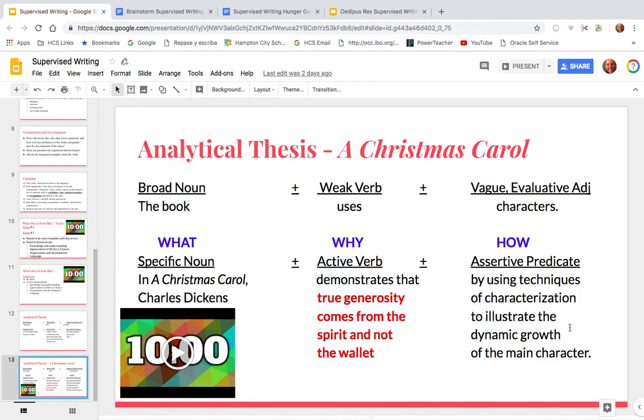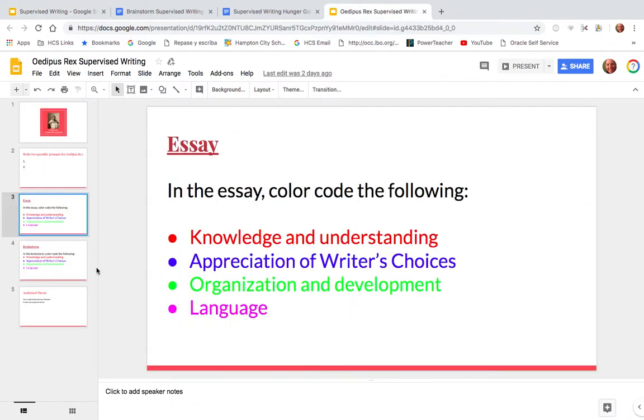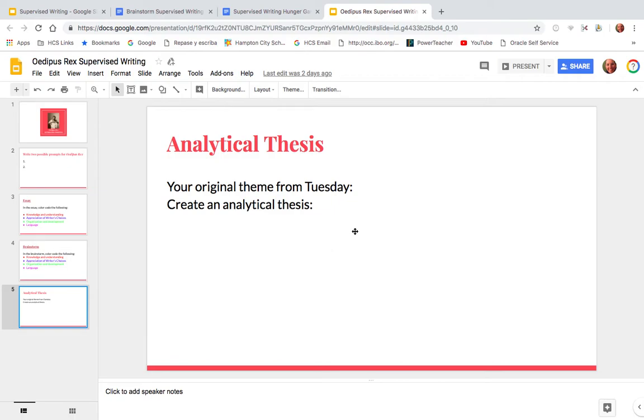This is a formula that will give you an analytical thesis almost every time if you do it correctly. You always put the what, put your theme in as the why, and then create a how in order to show how they create the theme. And I want you to take the theme that you created from last class on Tuesday and create an analytical thesis off of that. And you put that in here.